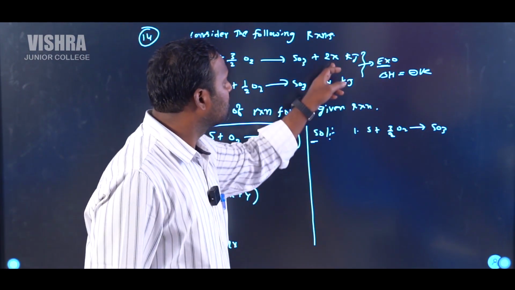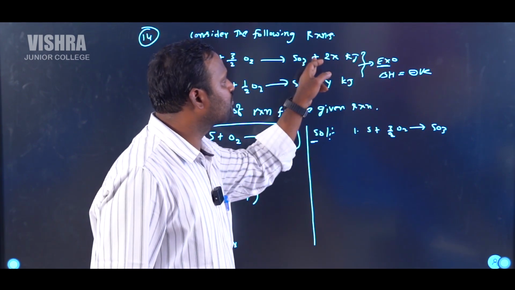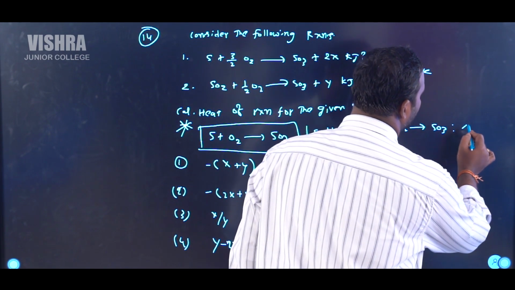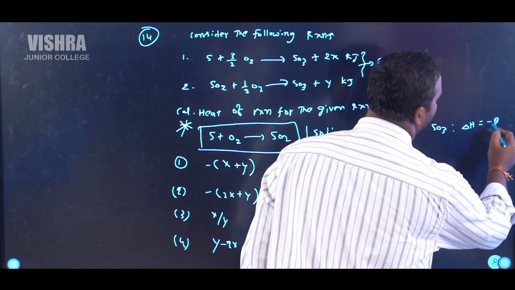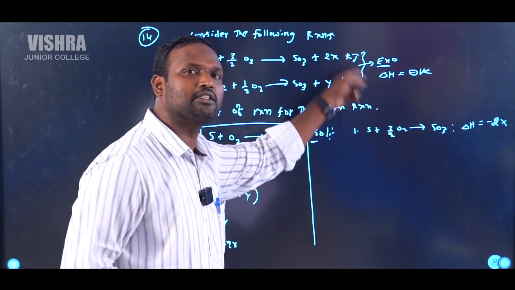SO3. In this case, heat of reaction is 2x kilojoules. So what is the sign of this? Suppose if you take delta H, then it becomes minus. So indirectly you can also write delta H is equal to minus 2x kilojoules. Both are correct. Both are the correct representations of exothermic reactions.